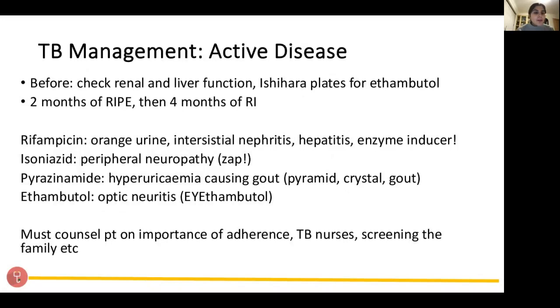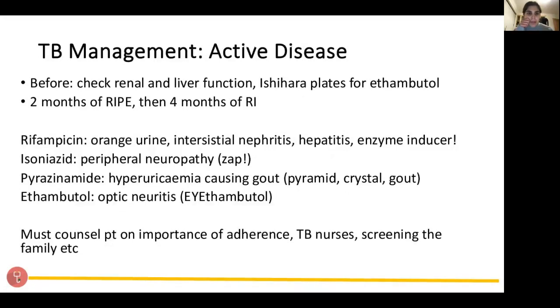And then pyrazinamide is the other part of the treatment, and this is a bit of a, I want you to really come with me on this journey, but I think of it as like a pyramid, because it's got the word pyra at the beginning, and pyramid, crystals, gout. So you get this hyperuricemia that can cause gout. And then finally, ethambutol or eyethambutol for a memory aid. It can cause optic neuritis, and that's why it's so important for you to do the Ishihara plates before you start somebody on treatment.